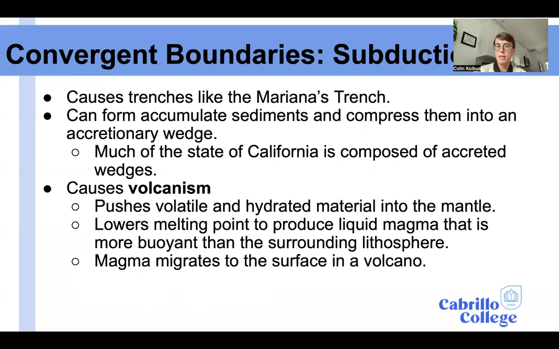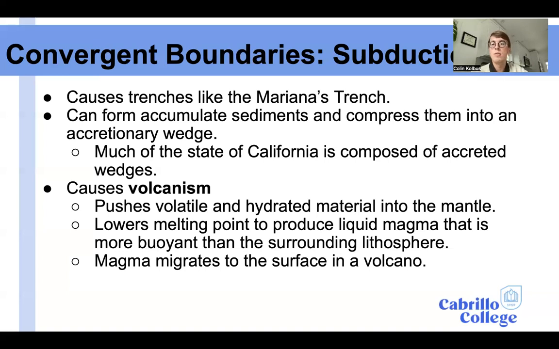Much of the state of California is composed of an accretionary wedge. So if you are ever in the Santa Cruz Mountains, you can find suggestions of that once being a marine environment. You can find shale and mudstone, or slate, which are commonly formed at the bottom of the ocean. And now you can find them at the top of a mountain. So those have been scraped off in an accretionary wedge.